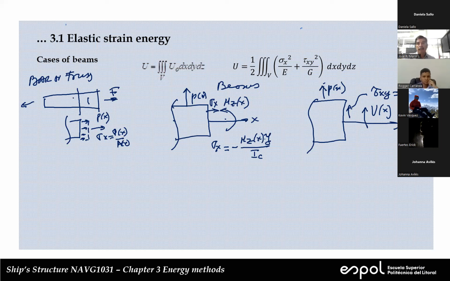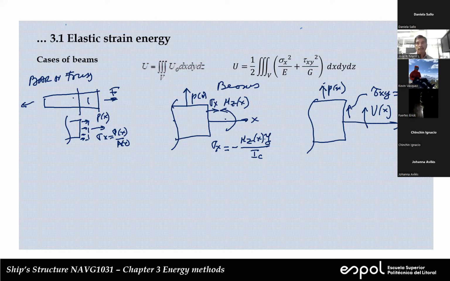But I want you to remind me how to evaluate tau xy. Mr. Chinchin, please remind me, how do you evaluate tau xy? It is equal to shear force. Yes, that's V, multiplied by first moment of area. Yes, Q of y, divided by? Over inertia multiplied by thickness. Yes, b of, in general, b(y). So that's the way we express it.